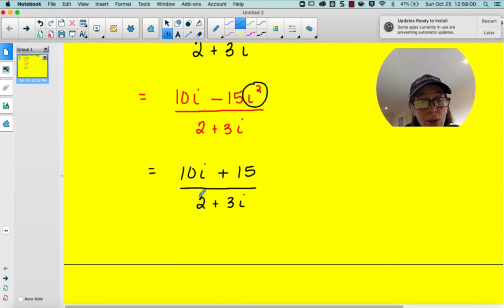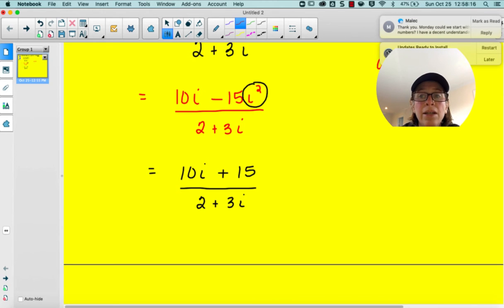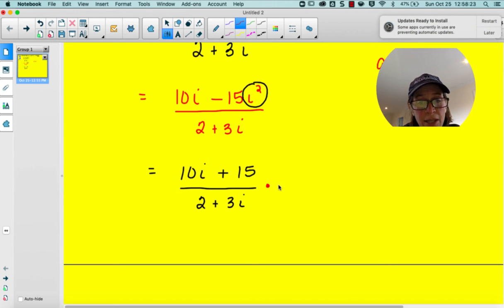All right, so now I see that I have an i in the denominator, and it asks us to write our final answer in standard form. Standard form is a plus bi form, no fractions, so I'm going to have to multiply by the conjugate, okay? So the conjugate in this case would be 2 minus 3i. And I multiply that by the top and the bottom.